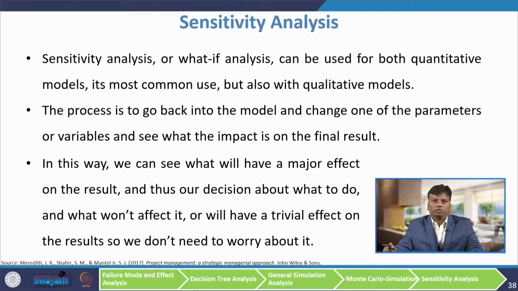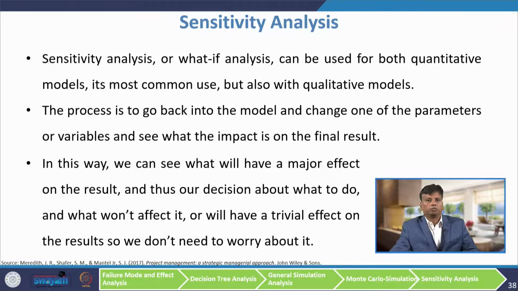That change in a parameter and the corresponding impact on the risk can be assessed with the help of sensitivity analysis. In this way we can see what will have a major effect on the result, and thus our decision, and what will not affect or will have a trivial effect on the result. So, we do not need to worry about that. These kinds of conditions can be assessed when we do sensitivity analysis, whether the impact is going to be severe or trivial.